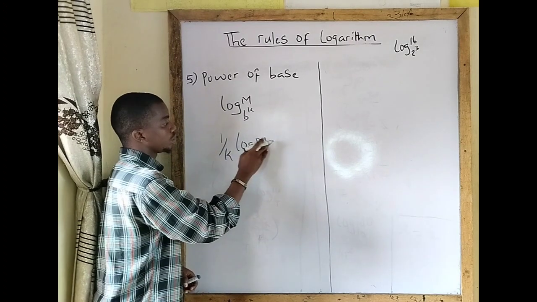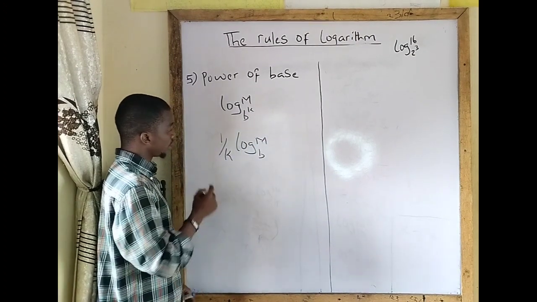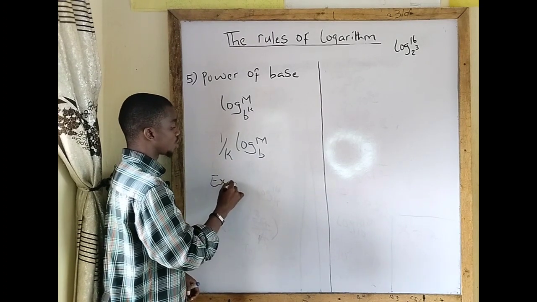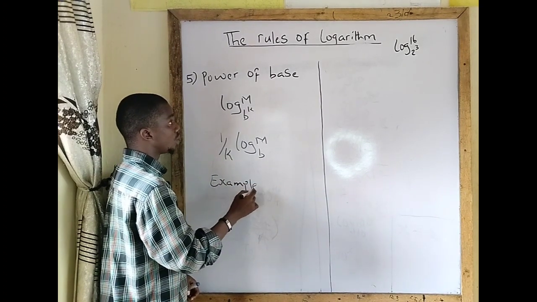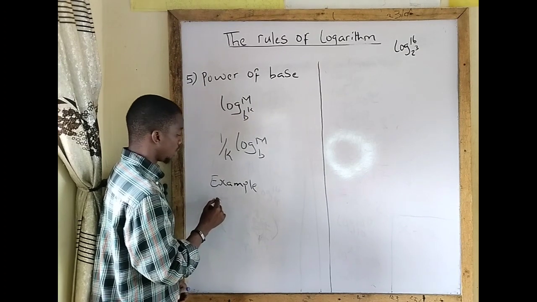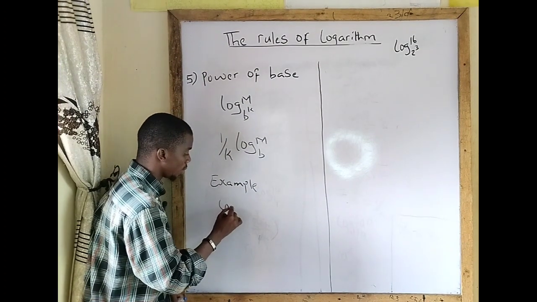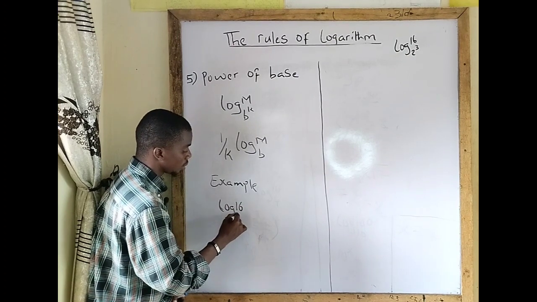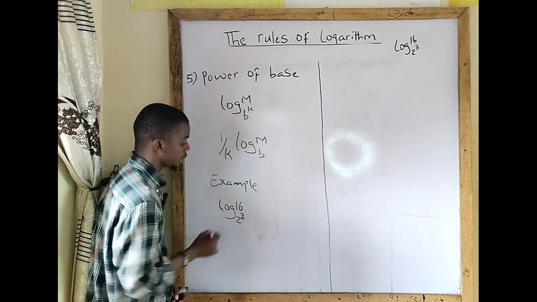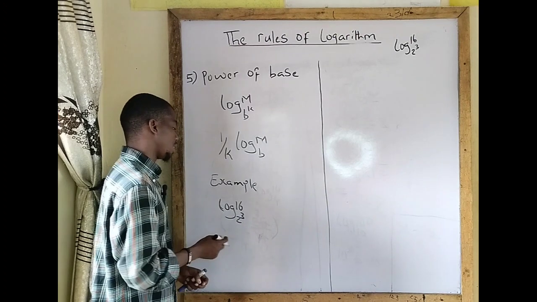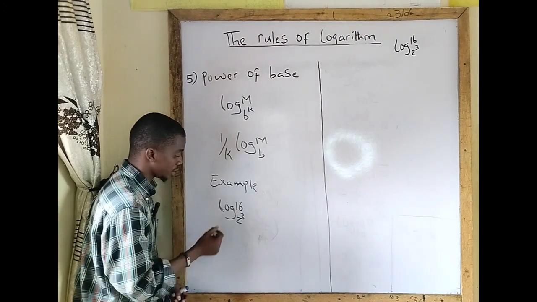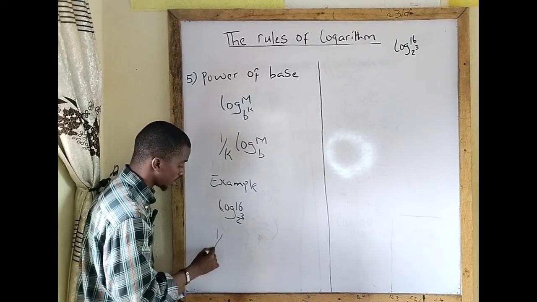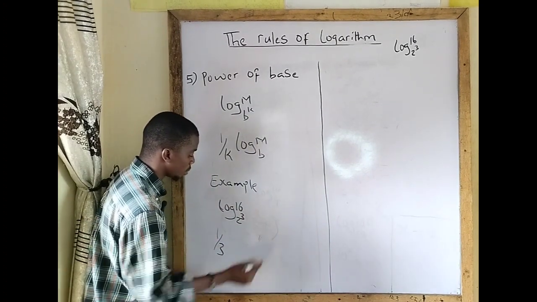So this is what the rule is talking about. Let's solve an example applying this rule, so that we have log 16 to base 2 raised to the power of 3. What the law simply says is that you take the inverse of the power, and multiply by the log.